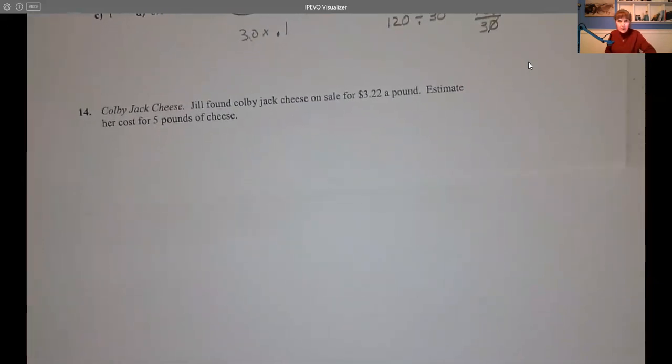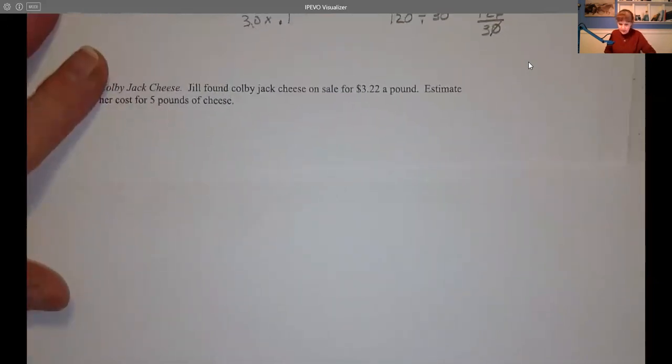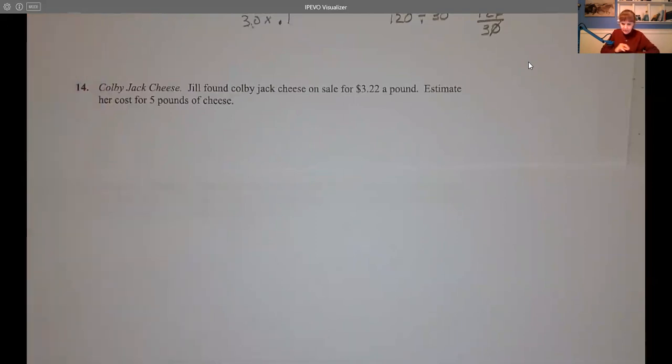Okay, let's do maybe a story problem. I don't know if we'll do both of them, but we'll see. Okay, Colby Jack cheese. Jill found Colby Jack cheese on sale for $3.22 a pound. Estimate her cost for 5 pounds.